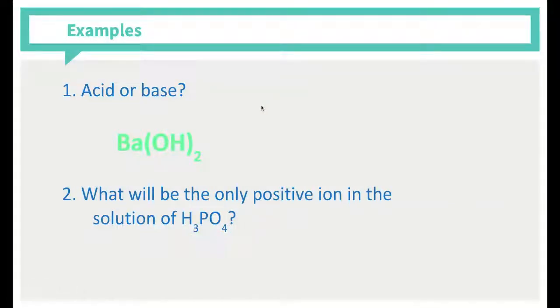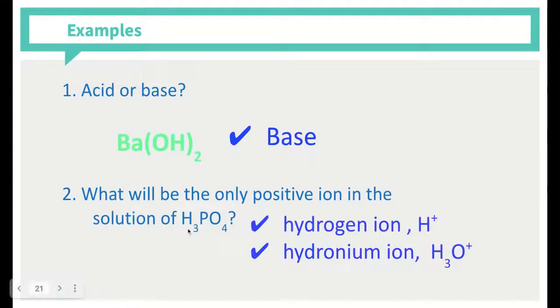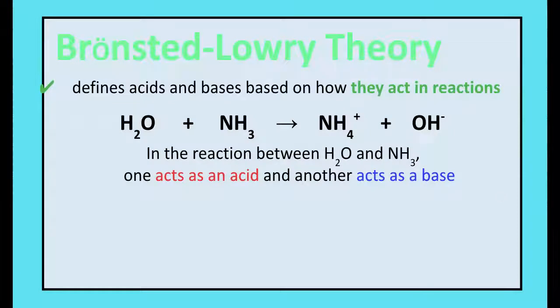All right, so an example, is this an acid or a base? This is a base because you can see that it has a hydroxide in it. What will be the only positive ion in this solution? Well, it starts with an H, so we know that it's an acid. Since it's an Arrhenius acid, it's going to be giving off hydrogen ions, which we know are also probably going to form hydronium ions.